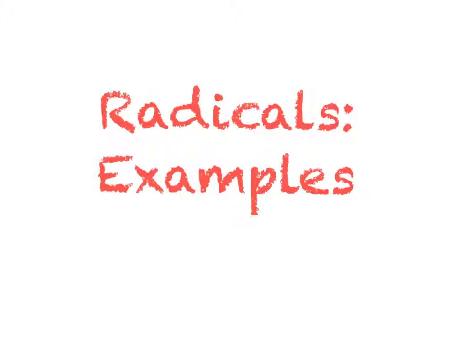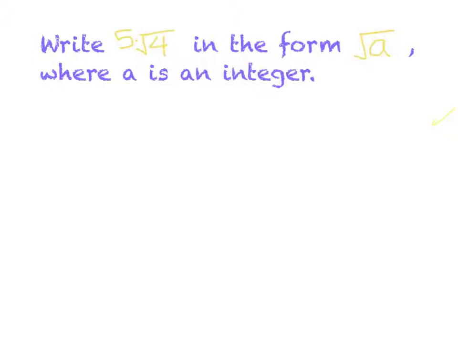In this video, I'm going to go through some examples about radicals. The first example wants us to convert 5 times the square root of 4 into something in the form the square root of a, where a is an integer. Here we can say that 5 is equal to the square root of 25. Then we can replace our expression with the square root of 25 times the square root of 4, and that can just become the square root of 25 times 4, or the square root of 100.